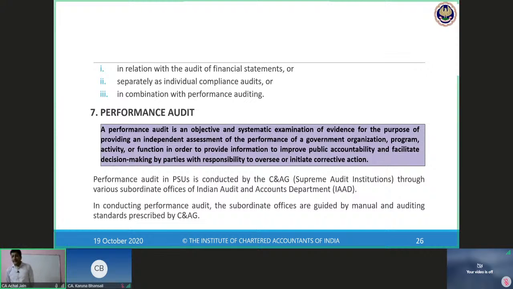Performance audit is an objective and systematic examination of evidence for the purposes of providing an independent assessment of performance of government organization. What's the purpose? Independent assessment of the performance of government organization, program, activity, function, in order to provide information to improve public accountability, facilitate decision making by parties with responsibility to oversee or initiate corrective action. It's conducted again by CAG through various subordinate offices of Indian Audit and Accounts Department.